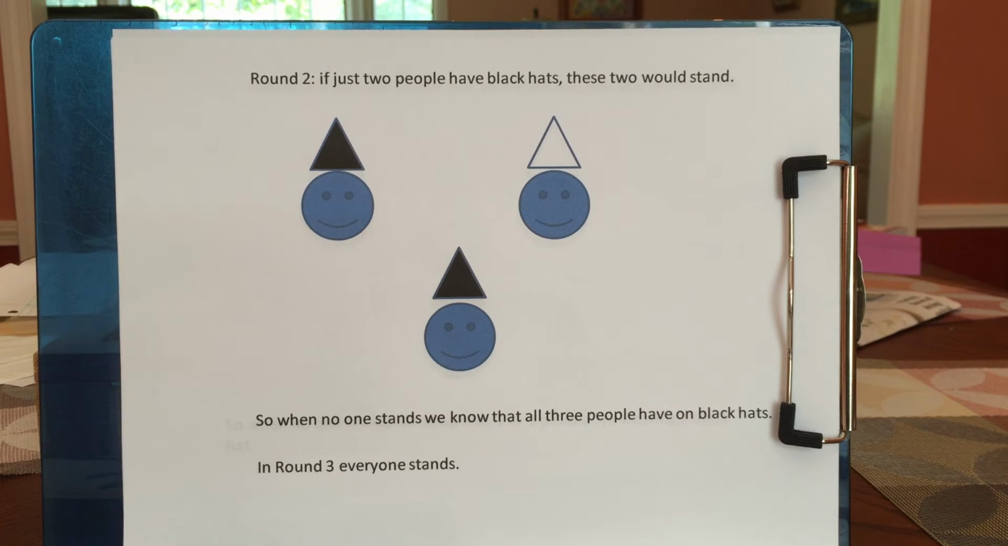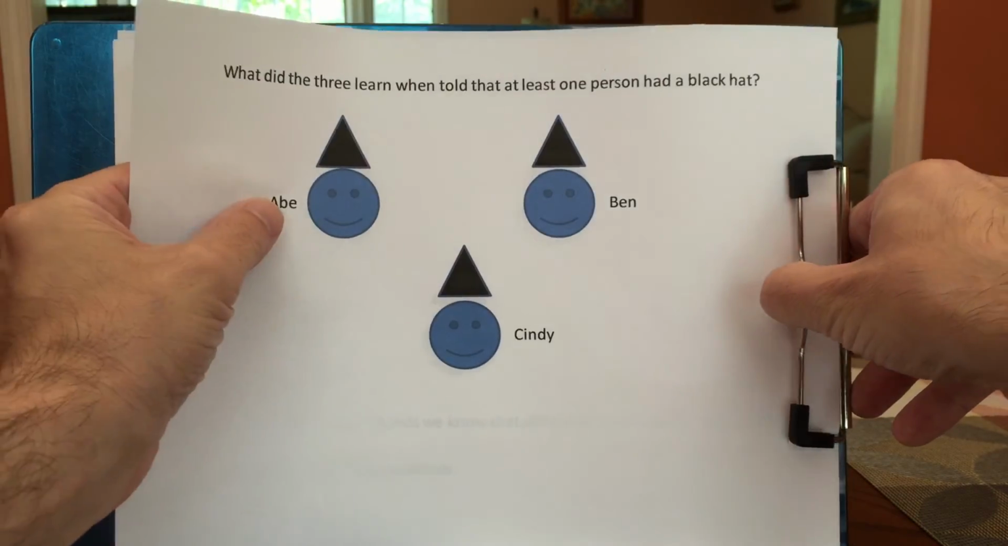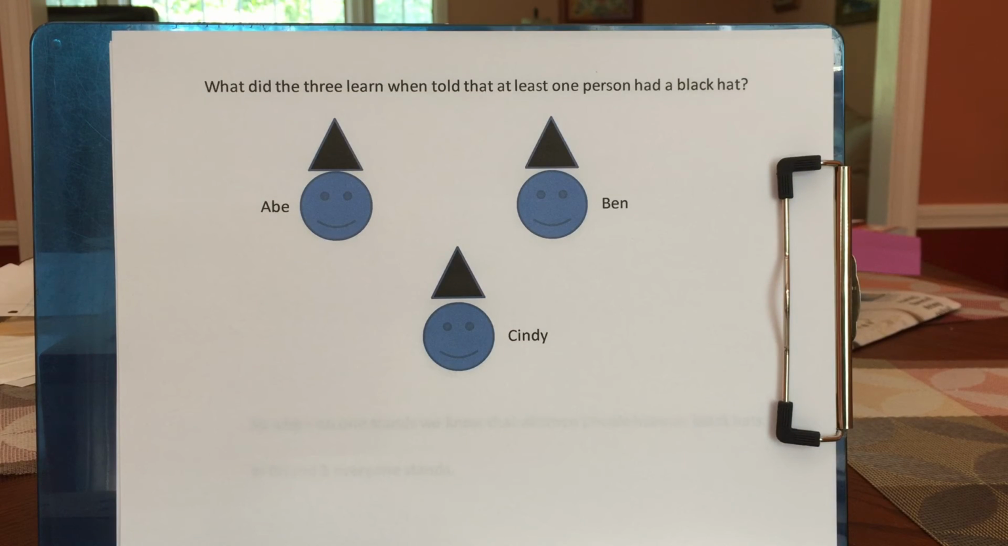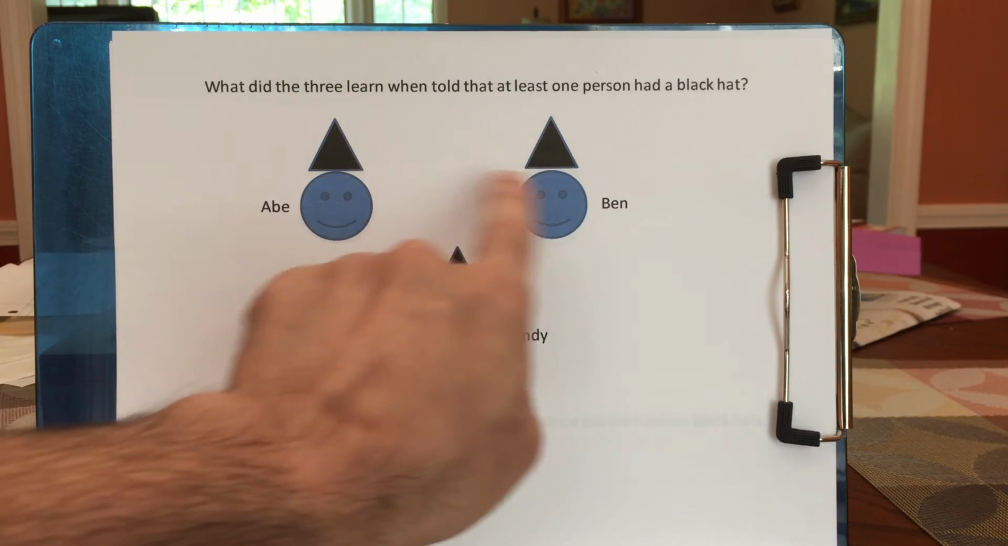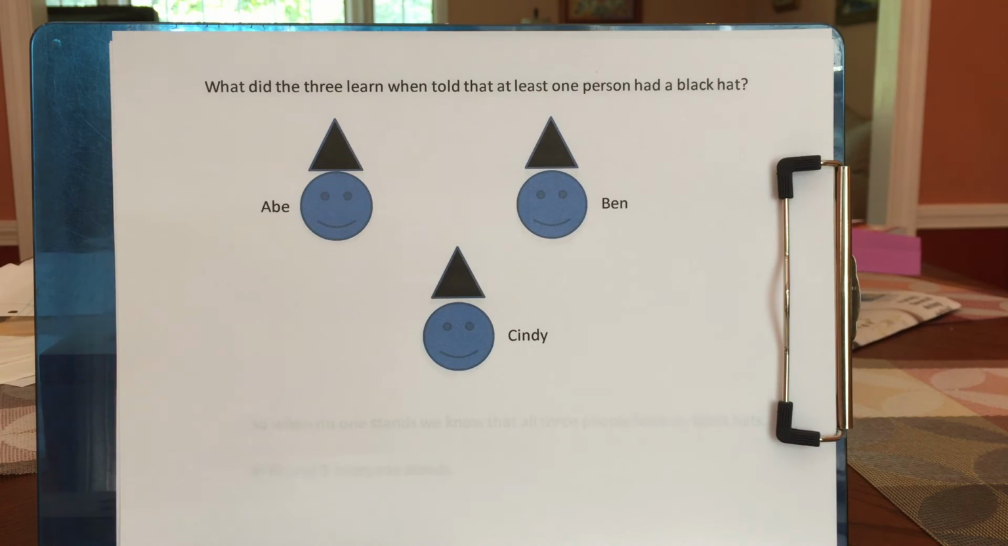Okay, so we've worked through why that happens, but now let's answer the question of, well, what did the three learn when told that at least one person had a black hat? So I claim that the three actually learned something. It wasn't common knowledge that there was at least one person wearing a black hat. Everyone knew that at least one other person had a black hat. In fact, everyone knew that two other people had black hats, and maybe there were three. So everyone knew, okay, there's either 2 or 3 black hats. But it still wasn't common knowledge that at least one person had on a black hat.